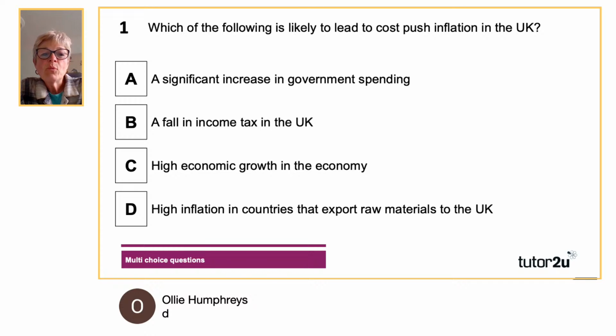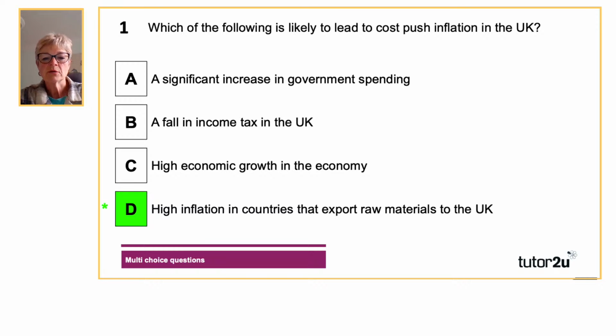Well done. Which of the following is likely to lead to cost push inflation in the UK? So remember, when you're talking about inflation, try to always separate it out between cost push or demand pull. Think about the cause of the inflation. So Ollie was straight out the traps with D. Luca with D, Musa with D, Nitin with D. Everybody seems to be agreeing that high inflation in countries that export raw materials to the UK is likely to cause cost push inflation in the UK. And you are spot on. Fantastic start with this first multiple choice.